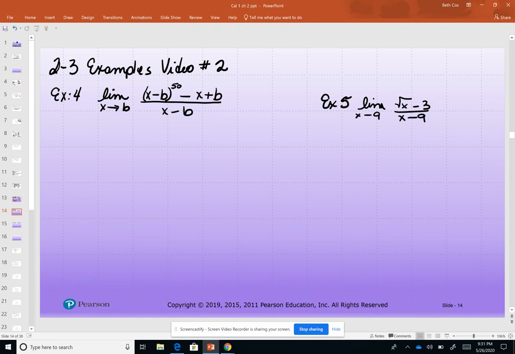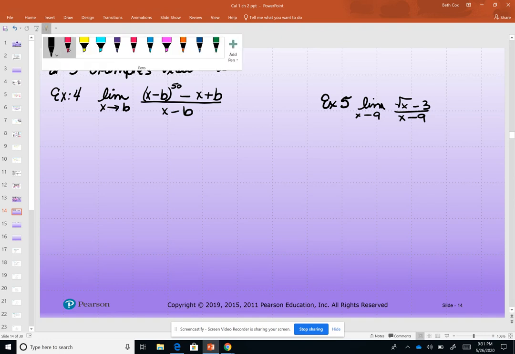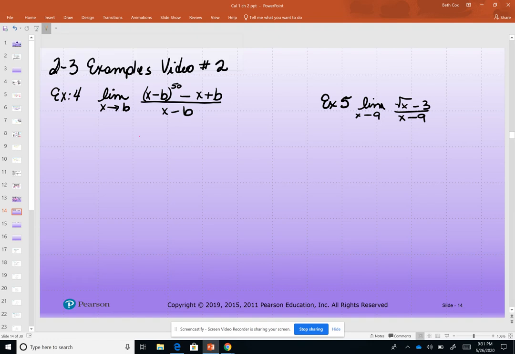Now this first one looks very strange. It's got something raised to the 50th power, which is something you're not normally used to looking at. And so what we're going to want to do for this example 4 is we're actually going to factor it. And what I'm going to do is on that numerator, I'm going to factor that numerator out. And this is very different, but it's x minus b to the 50th power minus 1 times x minus b. Okay, so look at that. I factored out a negative 1 from that expression right there.